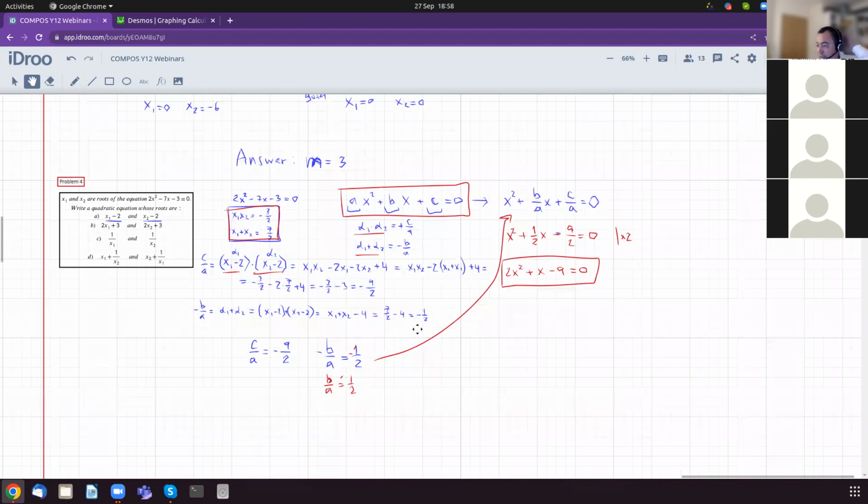On a scale of 1 to 10, how well do you understand this problem? Don't be shy. Thank you. Using graphs, this makes it easy. 6, 7, right. Okay.